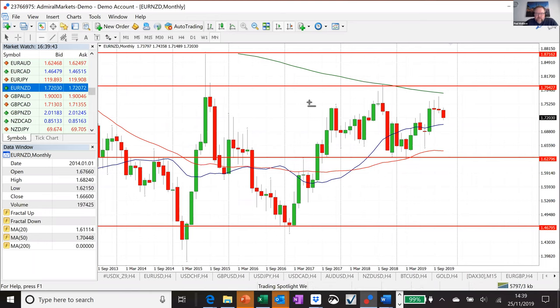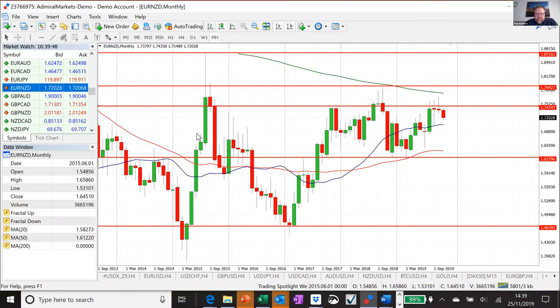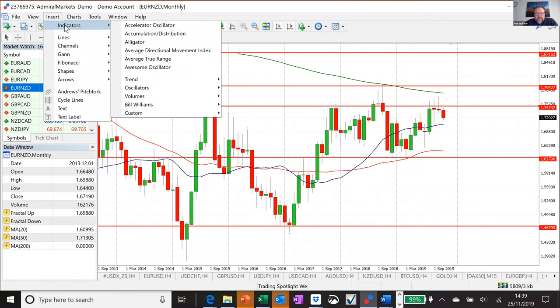Okay, just always looking at, and this is where fractals can actually help us. It might be difficult to pick them out on your own charts. If you don't know what a fractal is and you want to know how to find it, you go up to insert, indicators, go down to Bill Williams, and you'll find them there, okay?